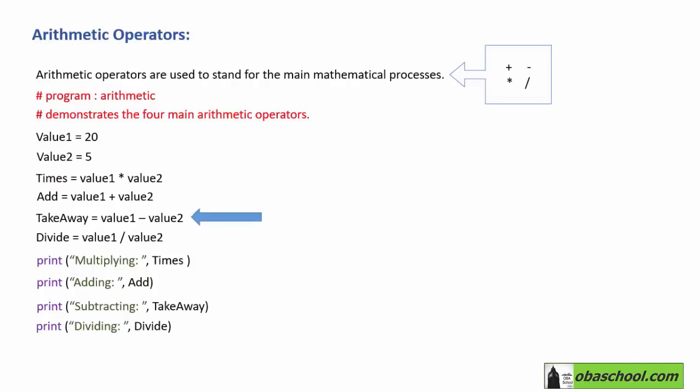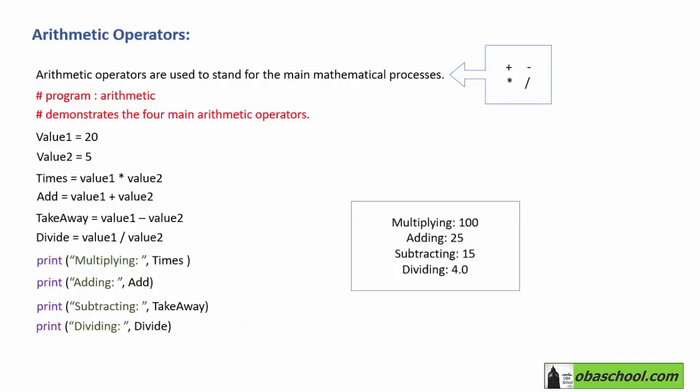The next one is the add, and we have the equal sign, then value1 plus value2. The third one is take away. So we put the variable name, then the equal sign, then value1 minus value2. And the last one, divide equal value1 divided by value2. Then the program will print each variable on its own.